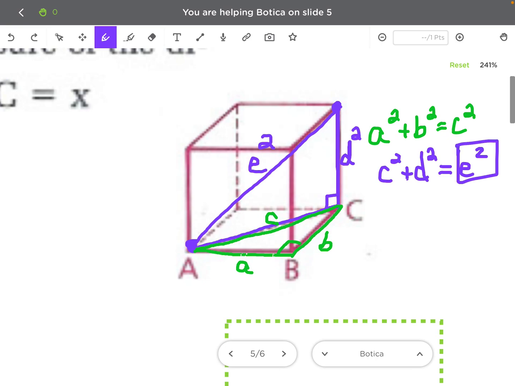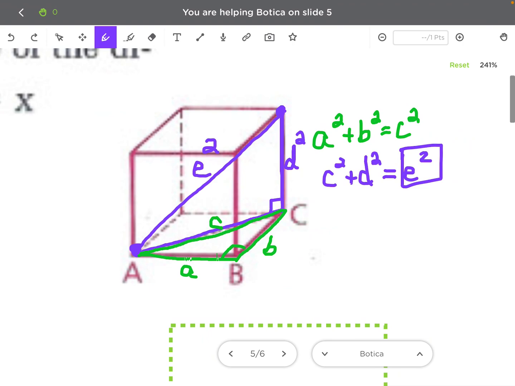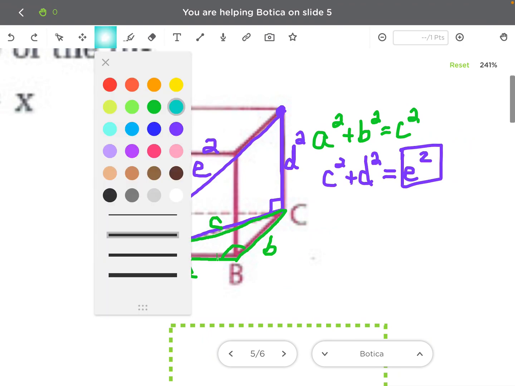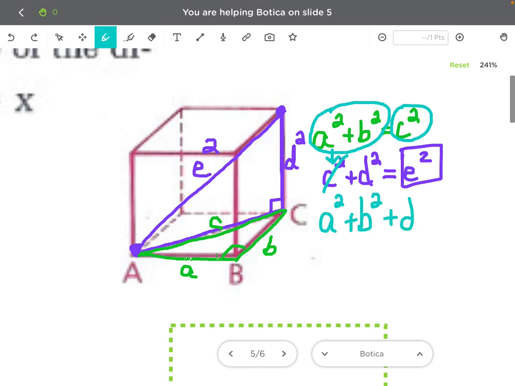Okay, so look at what I just created, guys. I created a system, right? I mean, two equations, it's a system. C squared is equal to A squared plus B squared. So I'm going to use substitution. So instead of C squared, I'm going to write in there A squared plus B squared plus D squared, and that's equal to E squared.